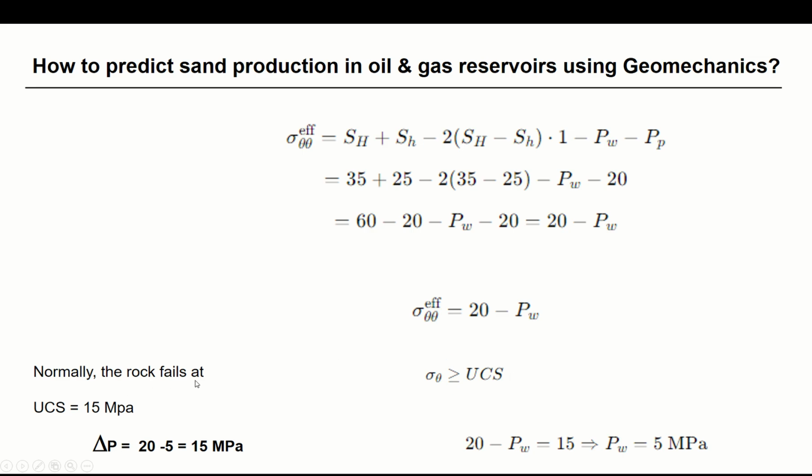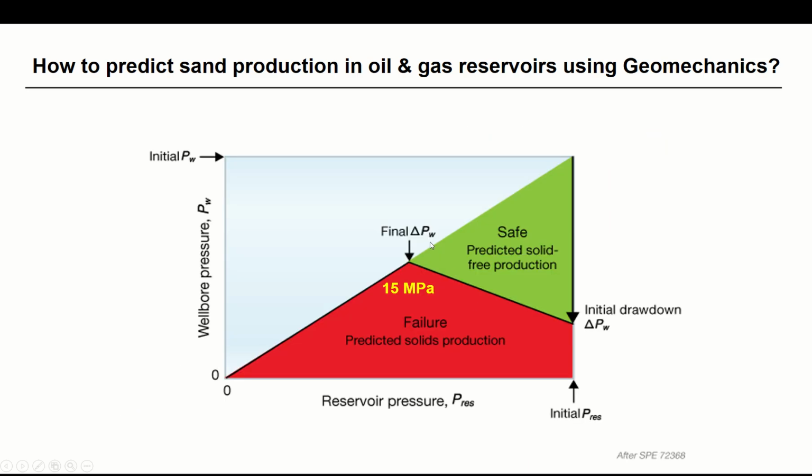Normally the rock fails at the UCS 15, so at this condition we can deduce the wellbore pressure that will not be exceeded. So you will place your final drawdown, which is 15 megapascal. You draw your limits, and based on this number you can manage your reservoir. So before starting the production, you know that if you attain this drawdown, you have to be careful, this drawdown is at this reservoir pressure.